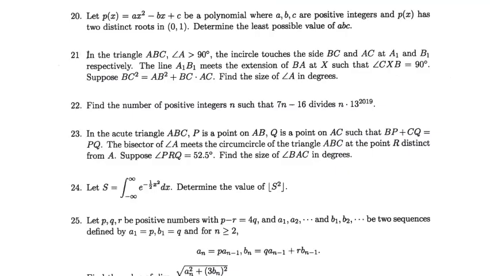SMO 2021 Singapore Mathematical Olympiad open section first round problem number 20. Let p of x equals ax squared minus bx plus c be a polynomial where a, b, c are positive integers and p of x has two distinct roots in the open interval 0 and 1. Determine the least possible value of a, b, c.